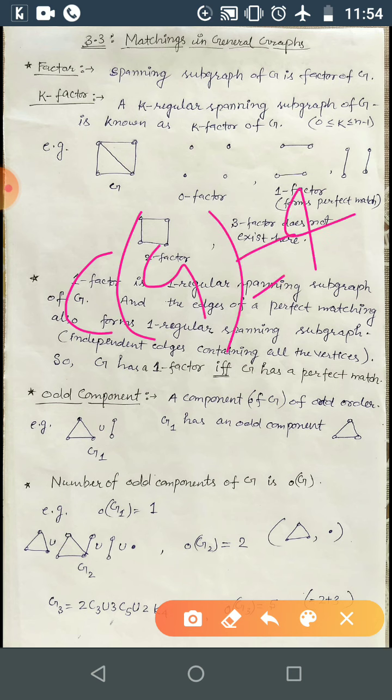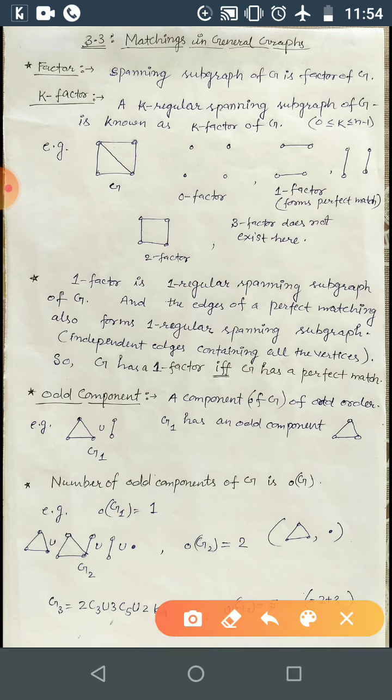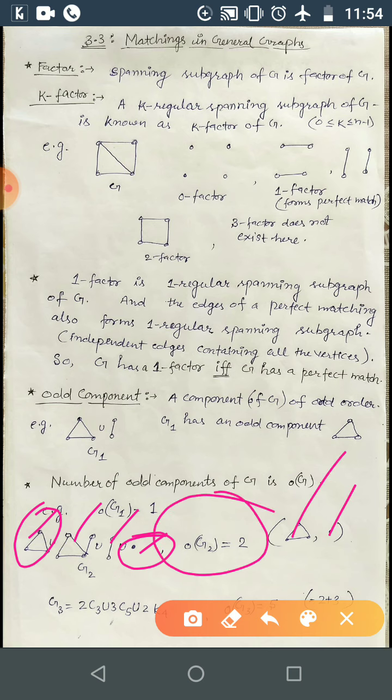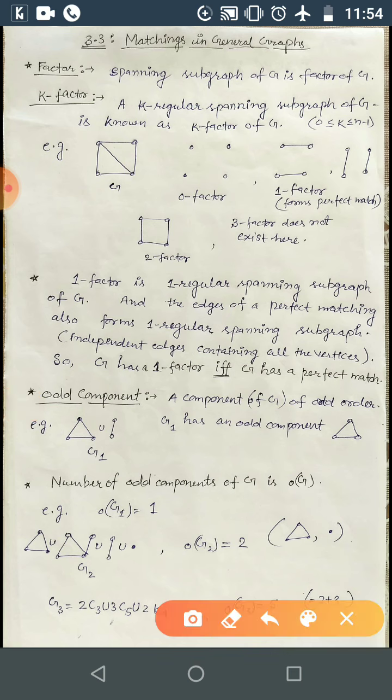So how many is C of G? As it contains 4 maximal connected graphs, correct, 4 components are there, but how many odd components out of that? This is with odd order, so obviously this is an odd component. This is with even order, not odd. This is with odd order and the first one is with odd order, correct? So here two odd components are there, so small o of G2 is 2, okay? So the number of components with odd order is 2, okay?